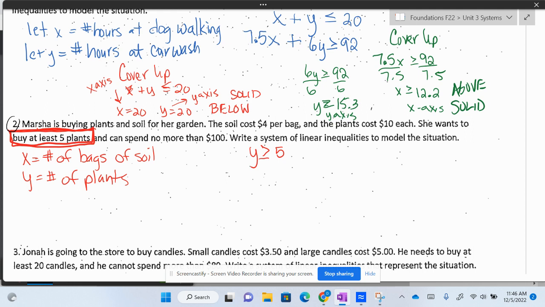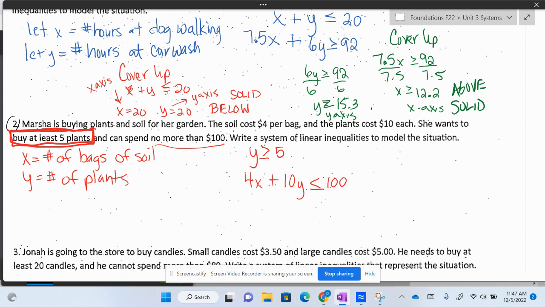The second one is just going to deal with money. How much is a bag of soil? $4. So 4X plus how much is a plant? So 10Y. And I can spend no more than 100. That means what? No more than? Less than or equal to $100.